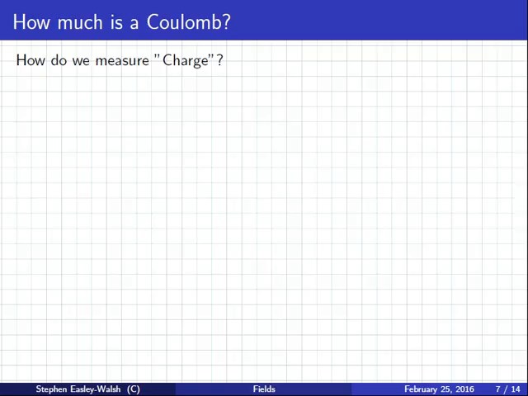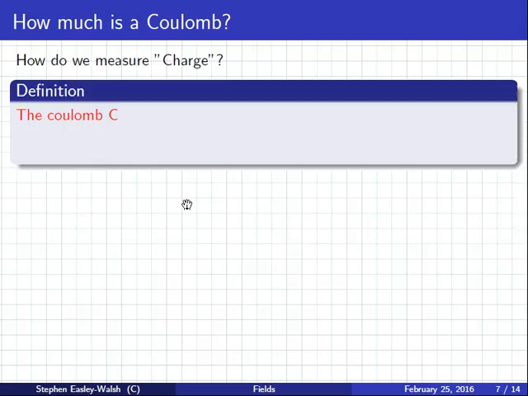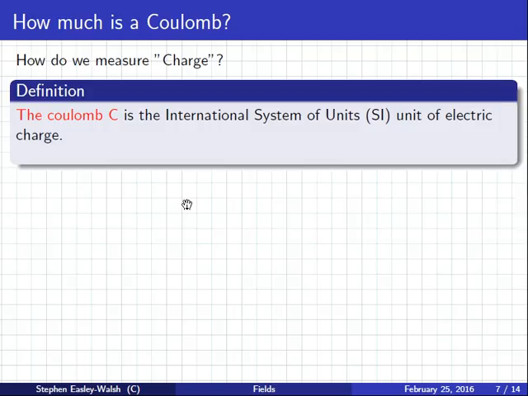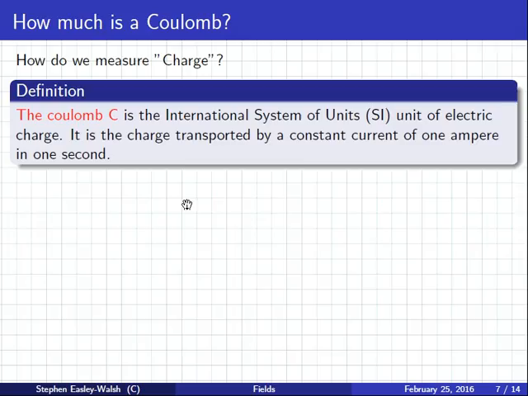But this is not how we measure it in physics. We have a unit to measure the charge, and it's called the Coulomb. It's the SI unit for electric charge. And the definition of the Coulomb is actually kind of a simple definition in physics. One Coulomb is one Coulomb. One Coulomb of charge is the charge transported by a current of 1 amp for 1 second. Because remember, an amp is charge per second. So 1 Coulomb is 1 amp for 1 second. That's how much a Coulomb is of charge.